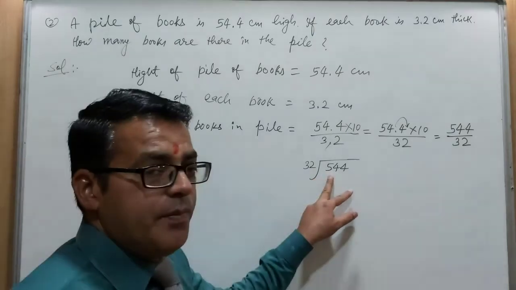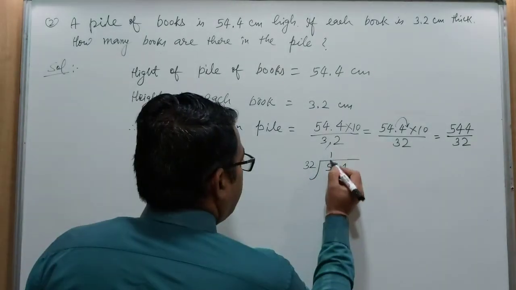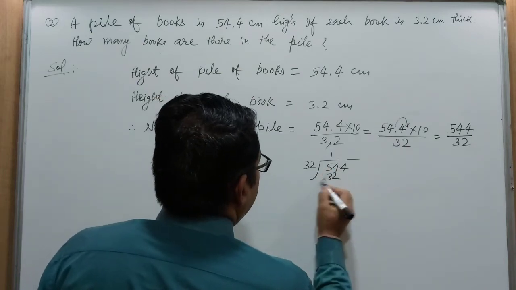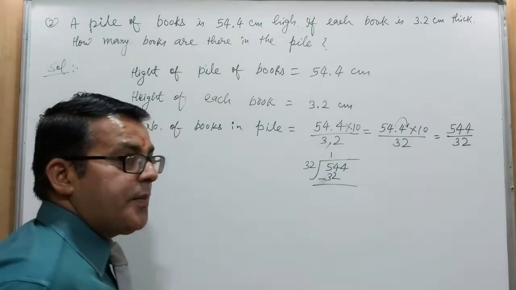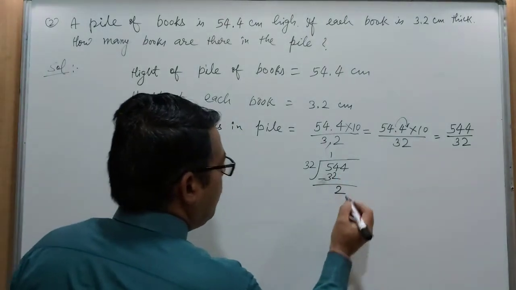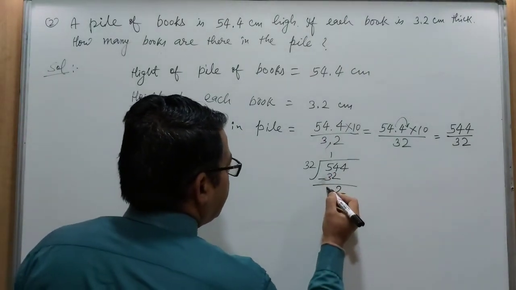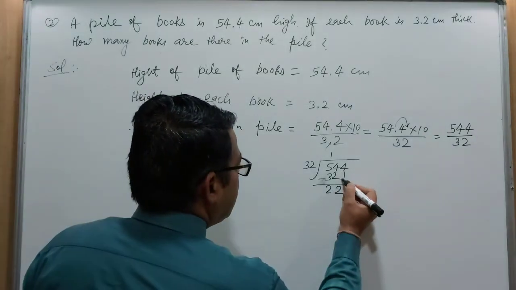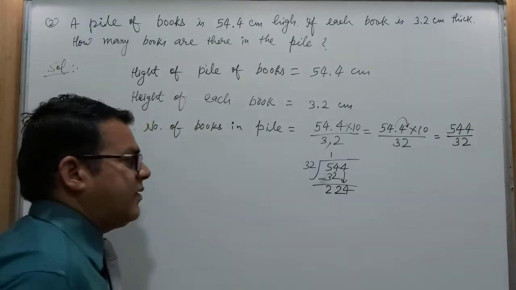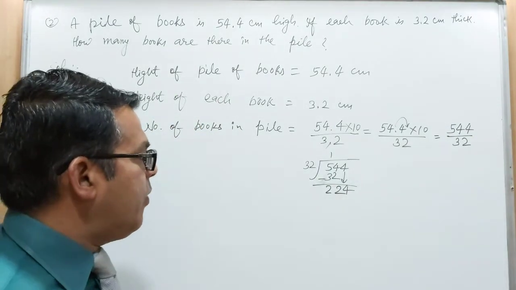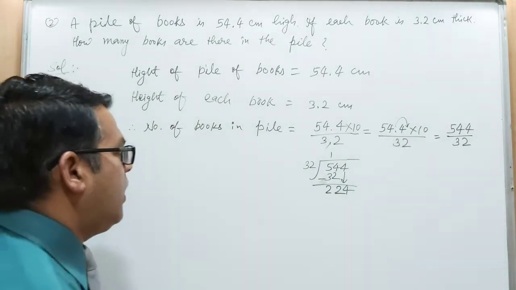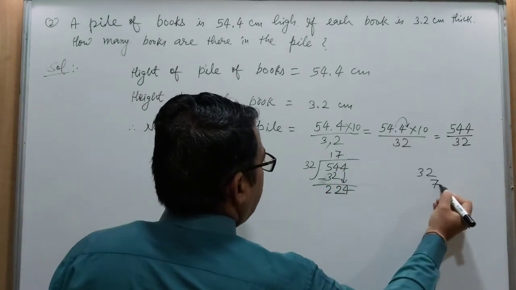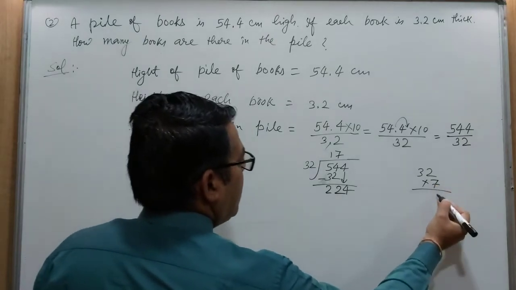Now it becomes 54. So one time 32 ones are 32. Now we can subtract this. 4 minus 2, 2 we have, and 5 minus 3, again we have 2. Now what is the next digit? It is 4. We need to bring down the next digit also. Now how many times will it go? So I think 7 times. You can check here. 32, if we multiply by 7, what do we have?